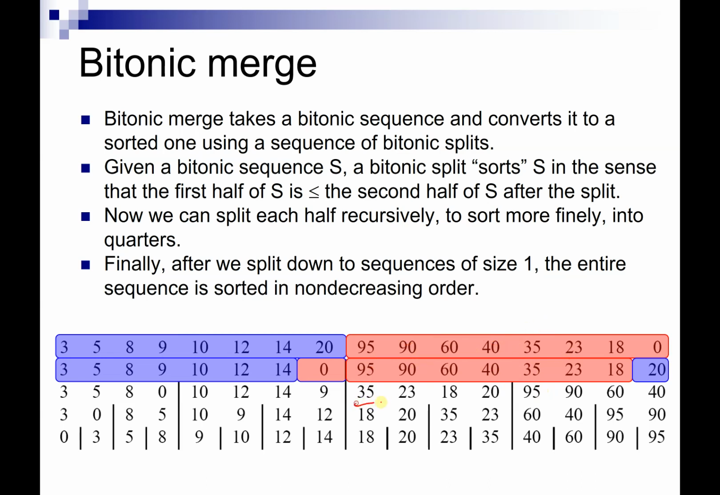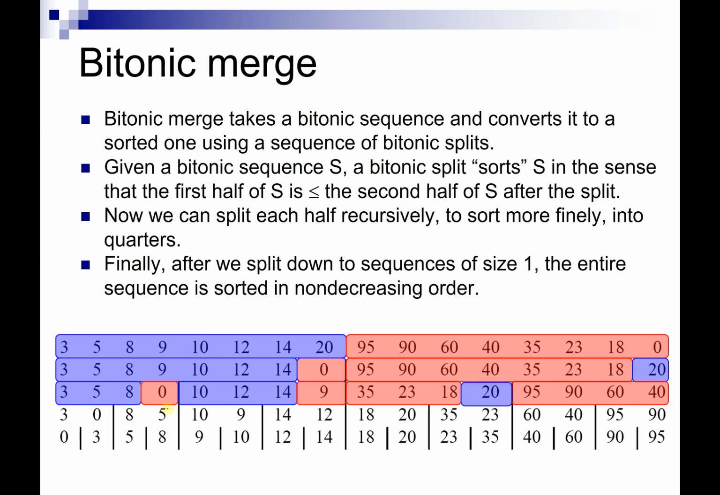And then you also get that all of these values are less than all of these values. And furthermore, these sequences are bitonic. So I've again labeled how they're bitonic: it increases here and then decreases, and then increases, decreases, and so on. Then we're going to take each of these bitonic sequences.